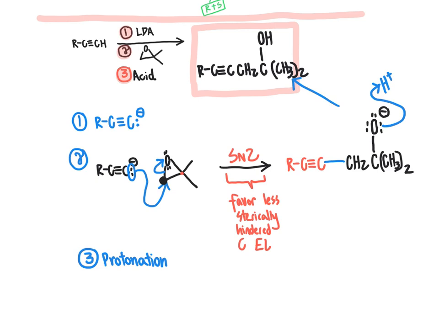The other thing you should ask yourself here is, is this a chiral center that we've just created? The answer in this case is no, it's not a chiral center. If it was a chiral center, we would need to show both the R and the S forms, but it's not, so we can leave it as is.